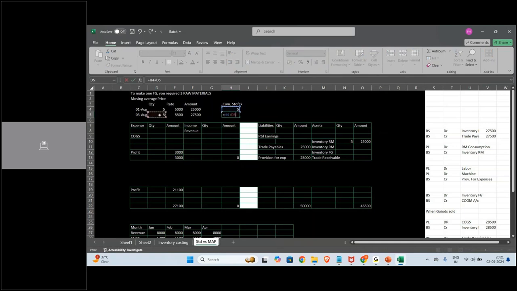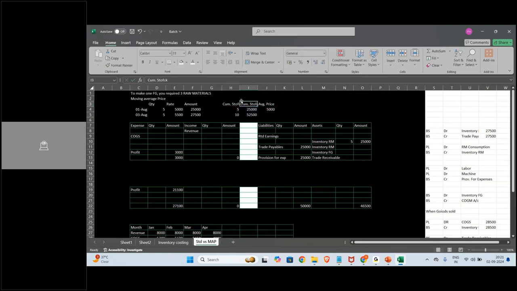Now same thing, what is the cumulative value of the stock? 52,500. First time it will be 25,000, second time it will be 27,500. 25,000 plus 27,500. What is the average price? Cumulative value by cumulative stock.